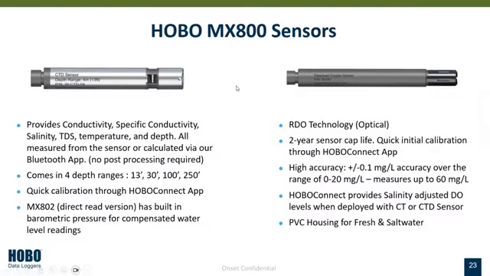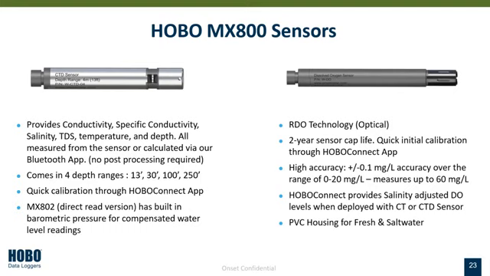These are the different sensors and just some more detail on them. If you were to do a CTD sensor on the MX800, this will provide a range of measurements, and whether they're taken from the sensor themselves or calculated, it's all done and all provided to you right through the app. So if you get a CTD sensor, you're going to get a conductivity reading, a specific conductivity reading. You'll get salinity, TDS, so total dissolved solids, temperature, and depth. All of that, again, measured through the sensor or calculated through the app, so you don't have to post-process that data.